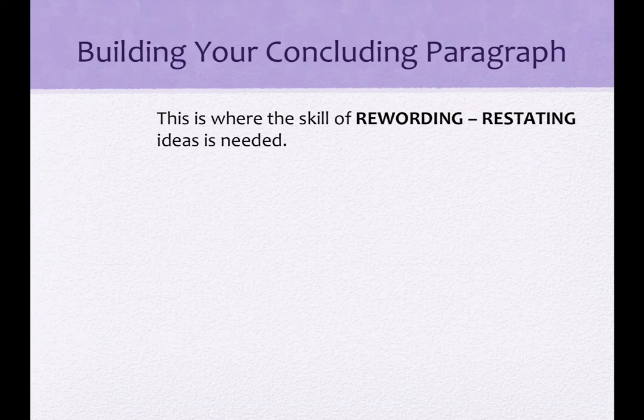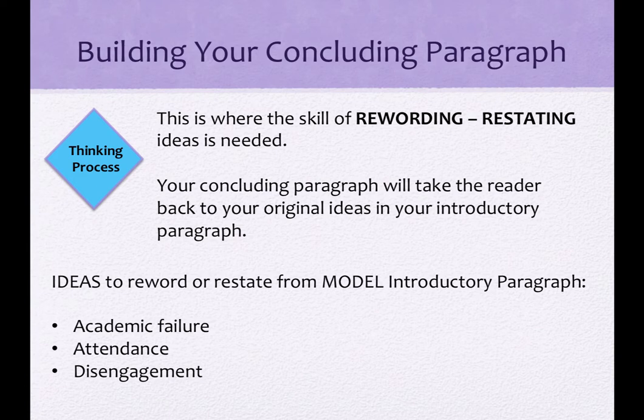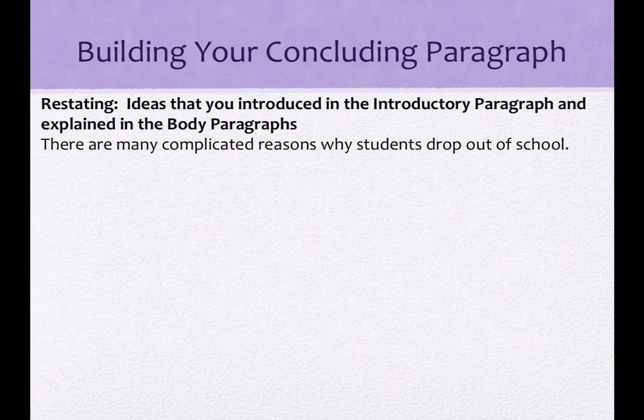When you build your concluding paragraph, you need to use the skill of rewording and restating. You need to work with vocabulary. That's the thinking process. Your concluding paragraph takes the reader back to your original ideas, but you want to put them in different words. You need to think of ways to reword or restate things like academic failure, attendance, and disengagement. Those were ideas in the introductory paragraph.